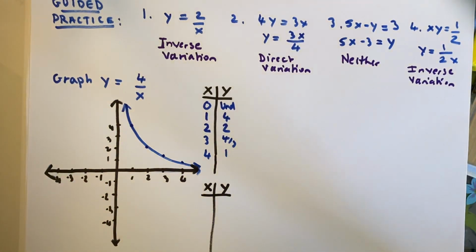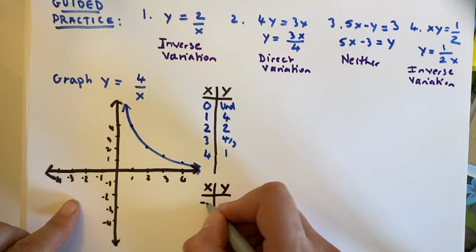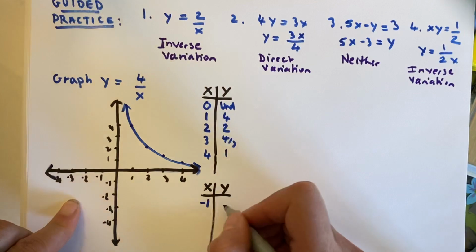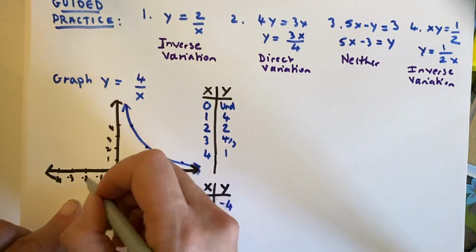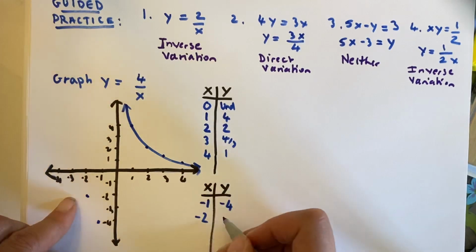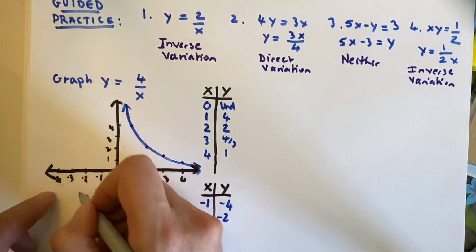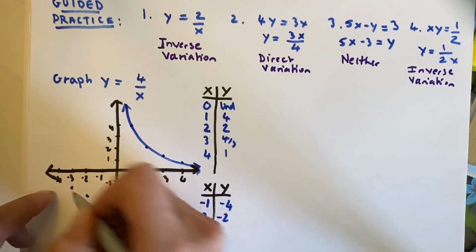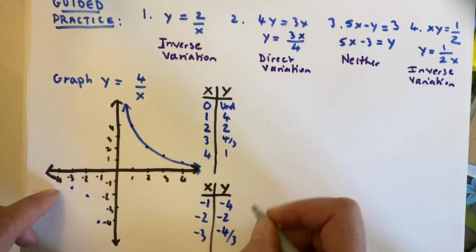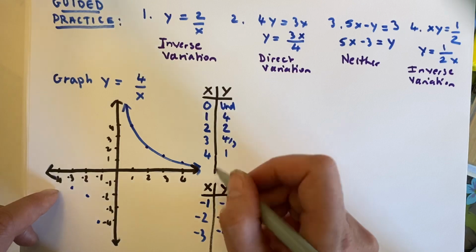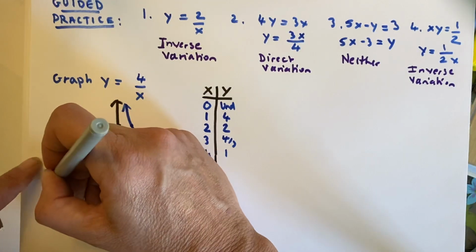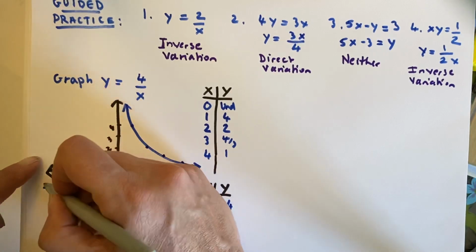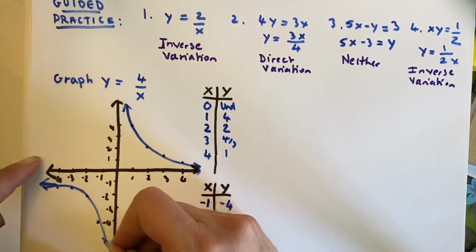Okay, we've already gone through 0, and we know that we can't use that, so we're going to do -1. And -1 is going to give me -4. And -2 is going to give me -2. -3 is going to give me -4/3. If you're hearing a strange noise, it's my washer making funny noises. And -4 is going to give me -1. And I've got the other branch of my hyperbola, and I should really be going that way, down here.